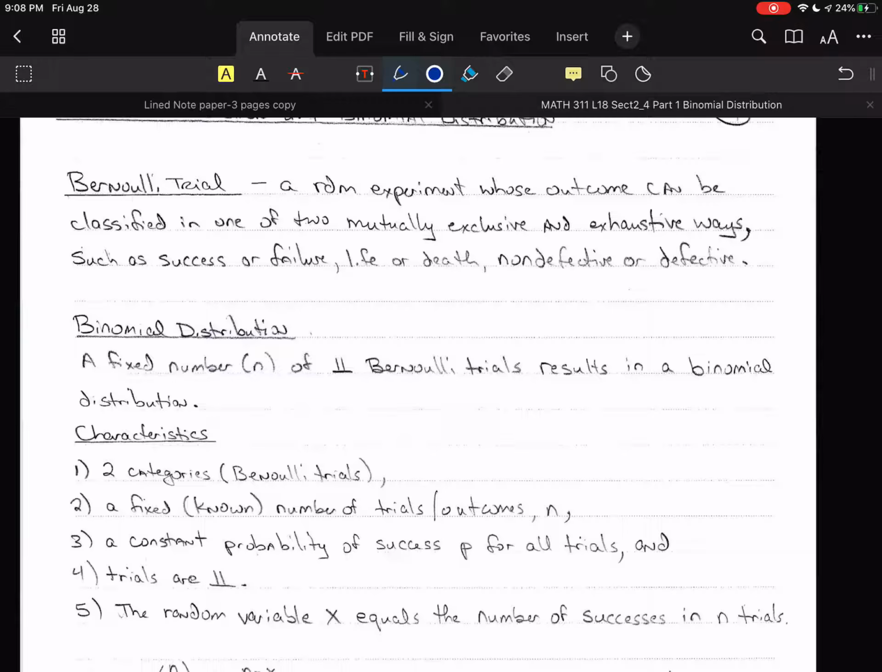So there has to be a fixed or known number of trials or outcomes, and we call that n, our sample size. And this is not like the geometric distribution where we don't know what n is. We keep repeating the experiment there until we get the first success. But with the binomial distribution, we know how many trials there are or how many we're going to do. Of course, the trials are going to be independent, and because they're independent, there will be a constant probability of success for all trials. We're going to define the random variable X as the number of successes out of n trials. So we're counting how many successes we have.